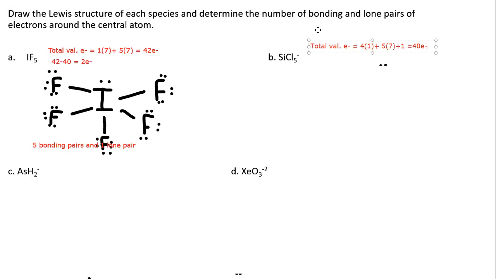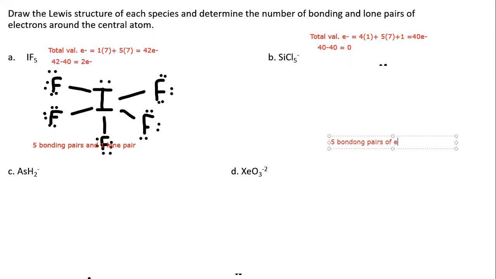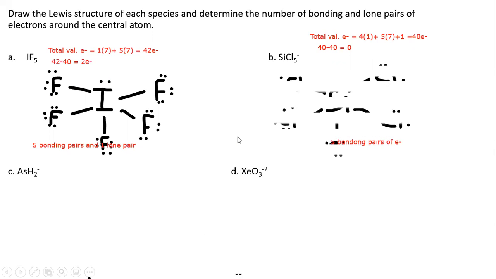Now we have 5 halogens and each one wants 8. So 5 times 8 is 40. So 40 minus 40 is 0. So therefore, this should only have 5 bonding pairs of electrons. There should be no lone pairs on the central atom. And so when we draw this structure, we get this, and you see that there are no lone pairs on the central atom.